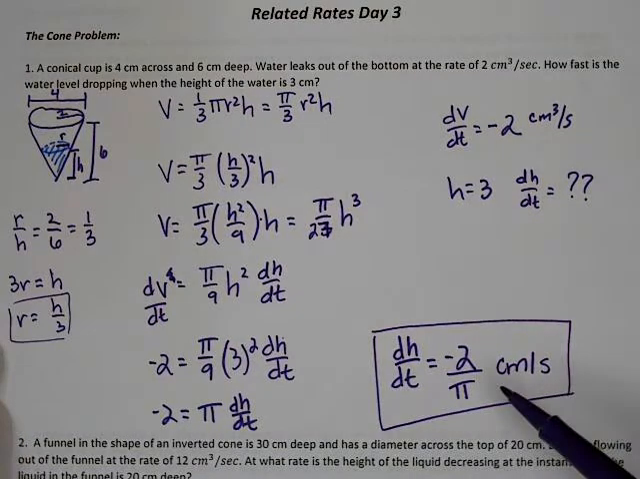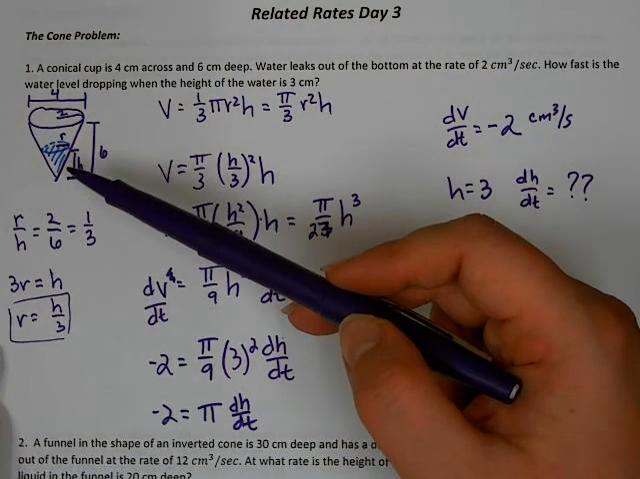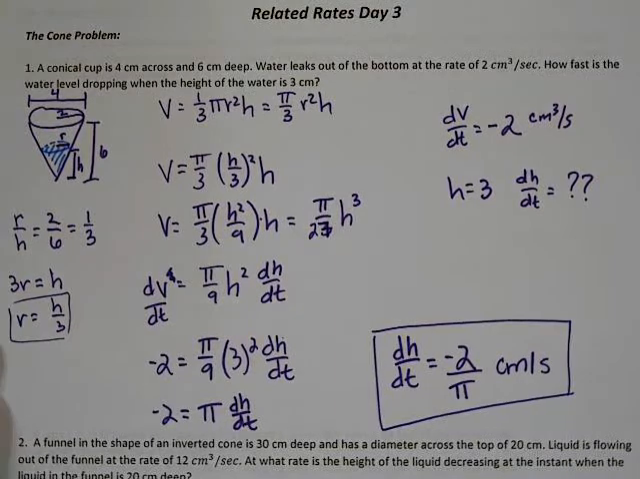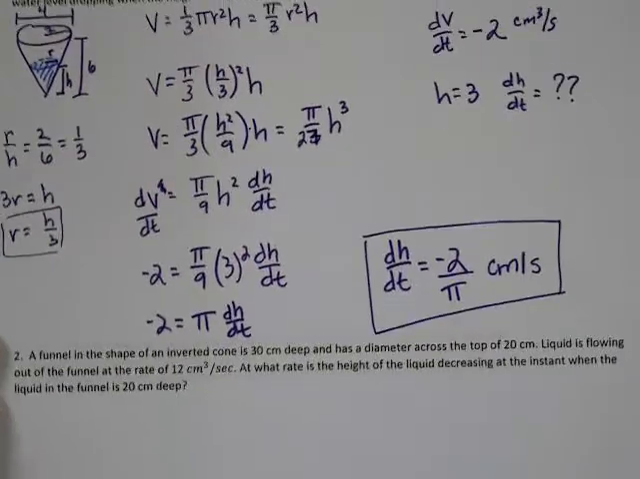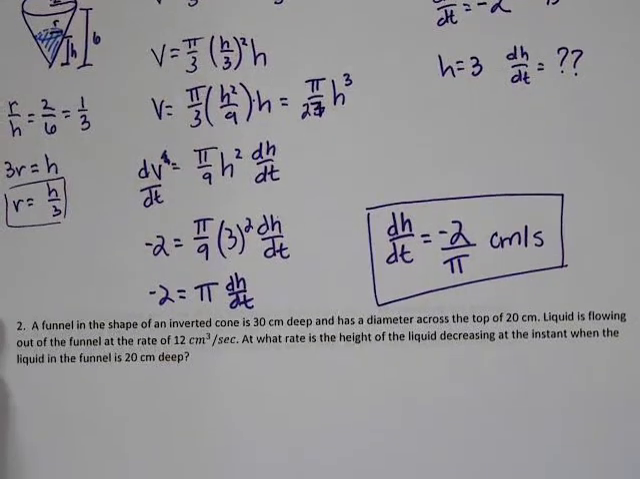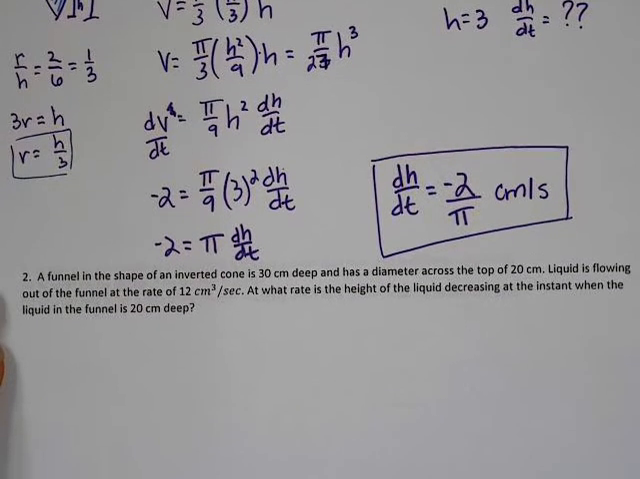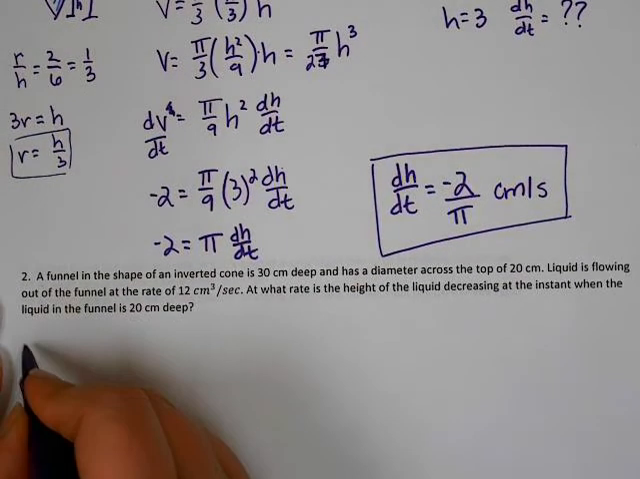And it would make sense for it to be negative because the height is decreasing. So we can always quickly check our answer that way. And that's it. Okay, so let's look at another one. Hopefully it should be easier the second time around. A funnel in the shape of an inverted cone is 30 centimeters deep and has a diameter of 20 centimeters.